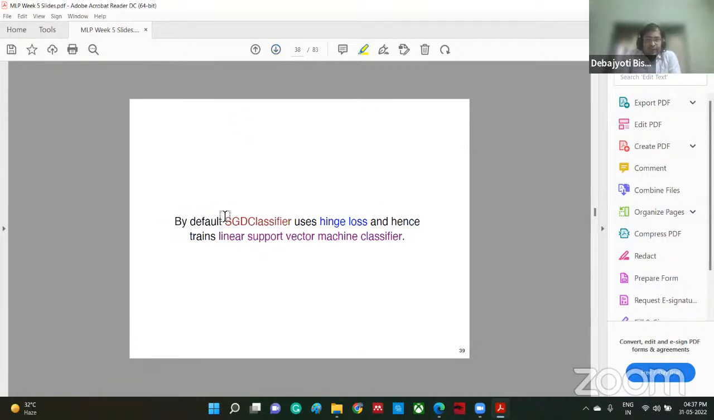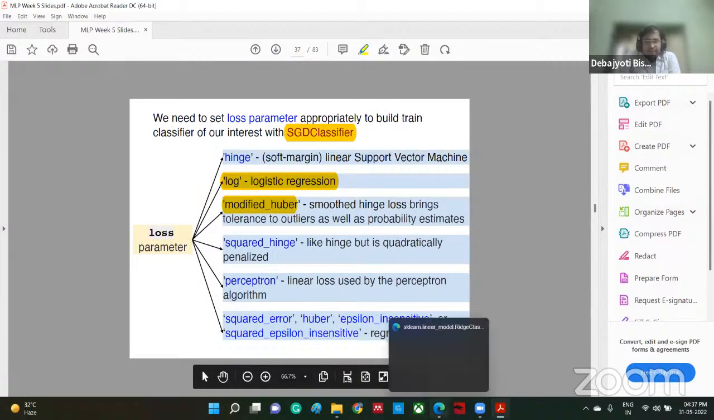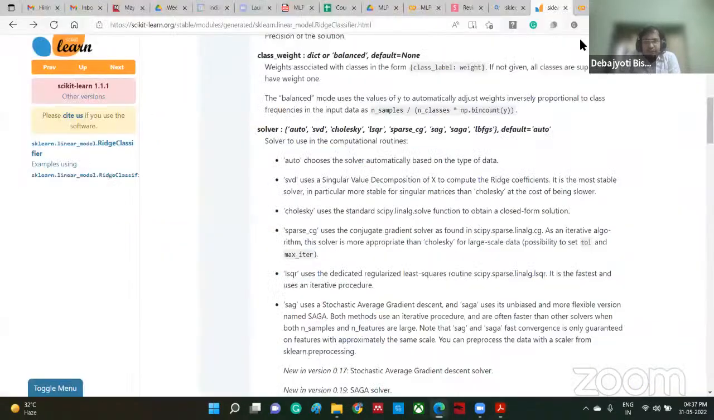And what is the default value? Obviously the default value is hinge loss. It trains a linear SVM classifier only. So hinge loss is the linear SVM classifier. Okay, so let us see whether we have more details on SGD classifier here.